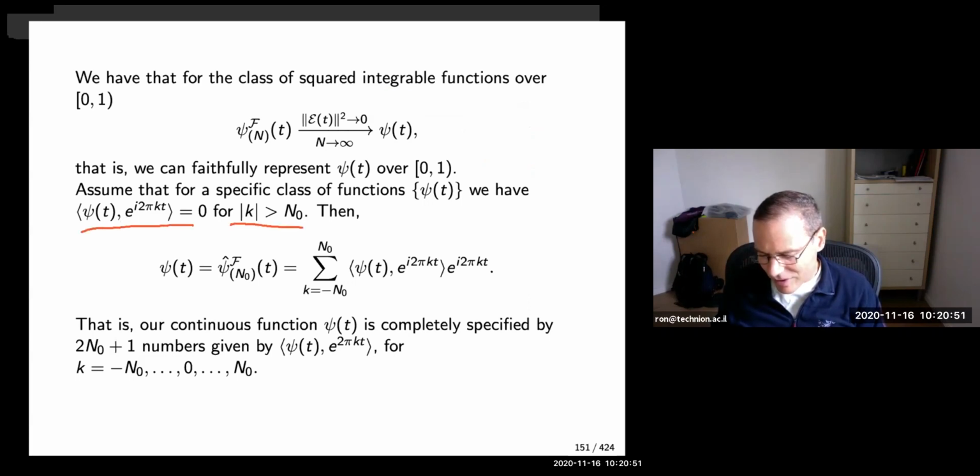And if this assumption holds, then our continuous function is completely specified by the 2N0 plus 1 numbers, for all of these coefficients. So we know that we can actually represent exactly my real function. And the next question that should come to mind is this.